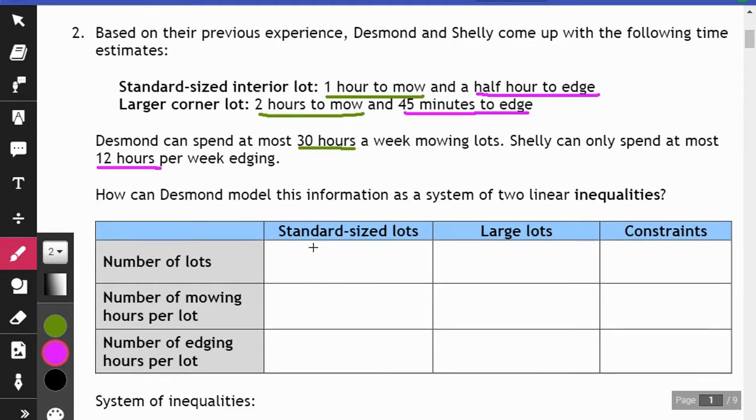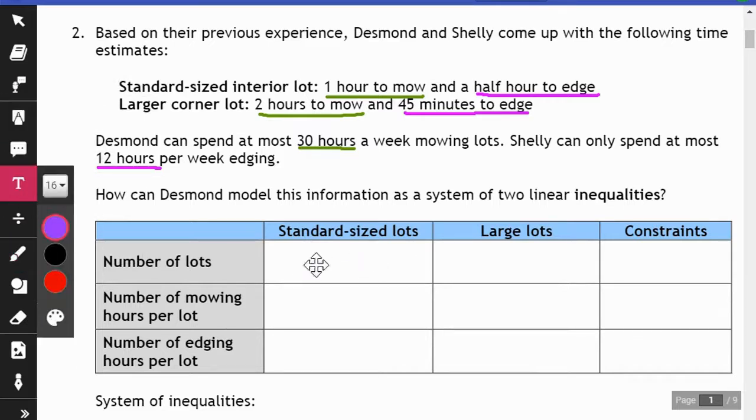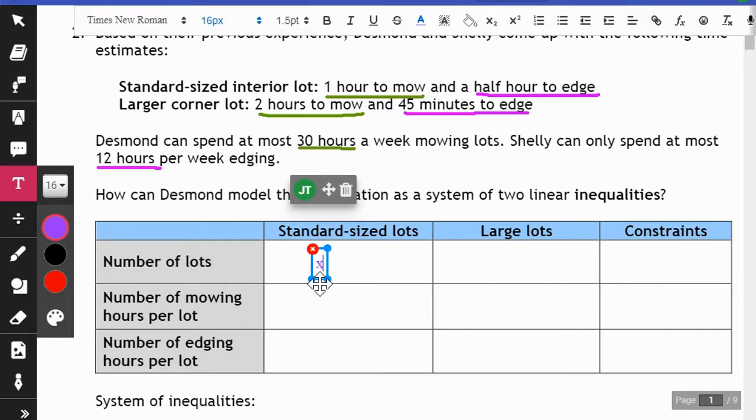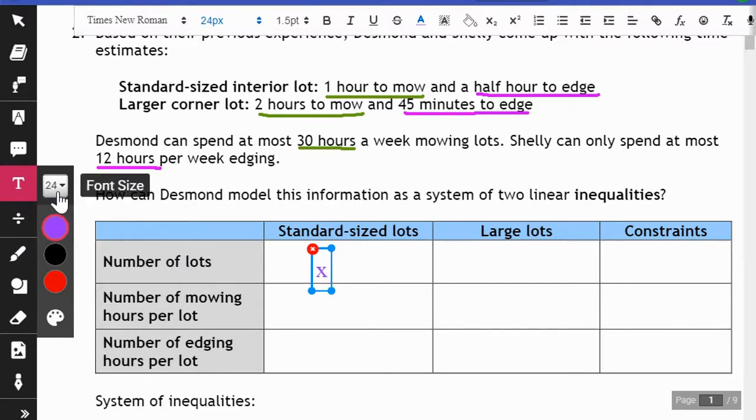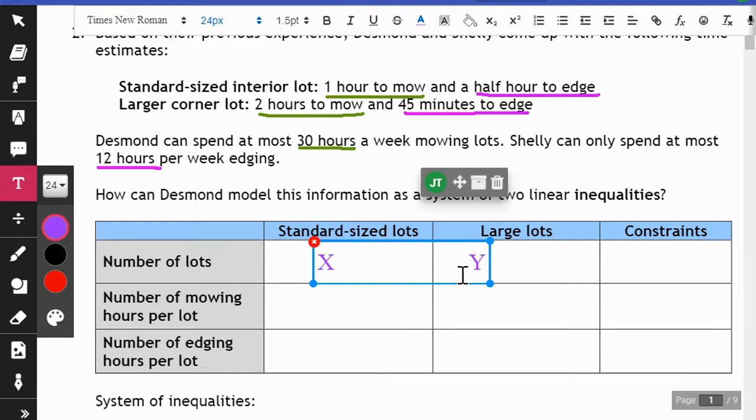They also want us to decide what X and Y stand for. You guessed it. We're going to make X be how many standard size lots we have. We'll make that really big though. Make it 24, even more. Actually, no, 24 should work. And the number of large lots is going to be Y. Great.